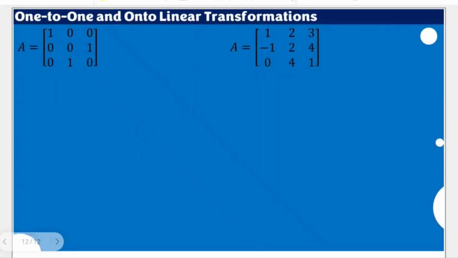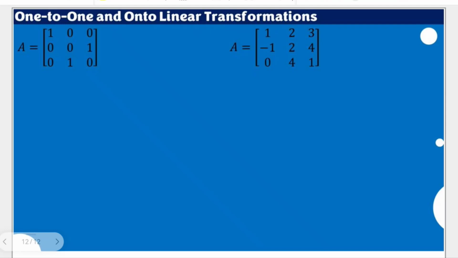This time, we are going to show one-to-one and onto linear transformations and also introduce the idea of isomorphism, because isomorphism can only be determined once we can establish one-to-one and onto linear transformations at the same time.